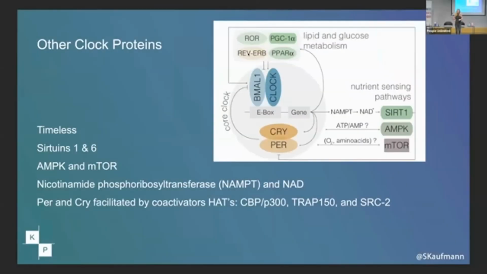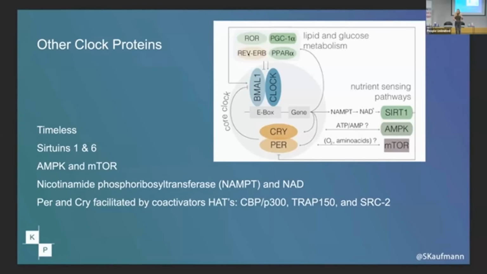Looks like in the actual real diagram, sort of, in the literature. And you'll see that there are numerous other clock proteins that feed into this. And I'm not going to go through all of them, but just a few of the ones that you're probably familiar with. I threw timeless on the list because no one actually knows what it does, but it's got a great name, right? So I had to include it.